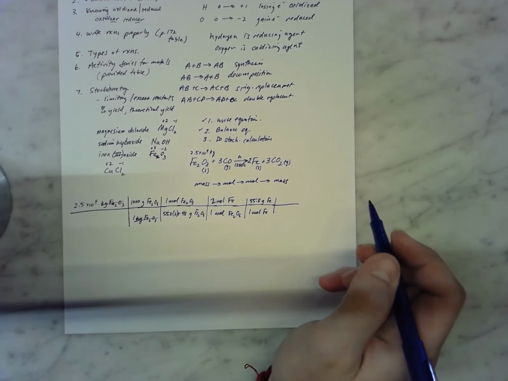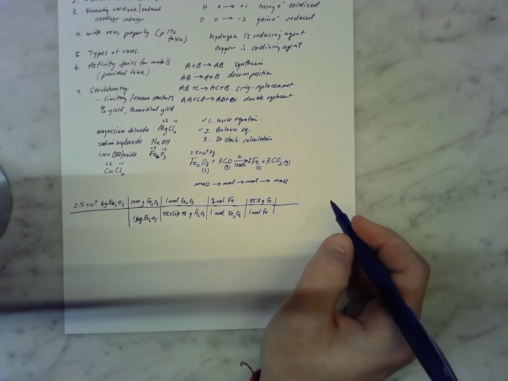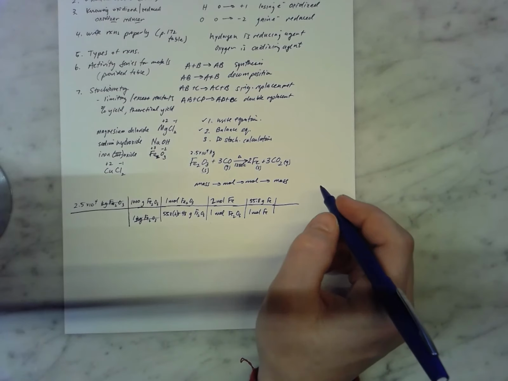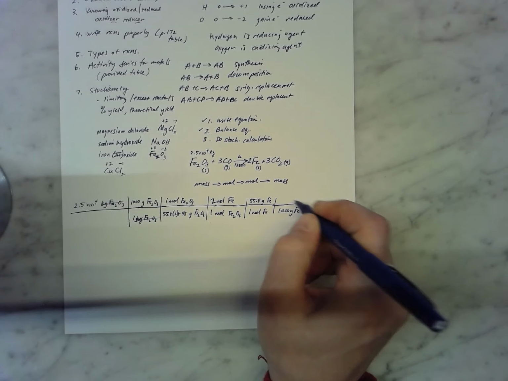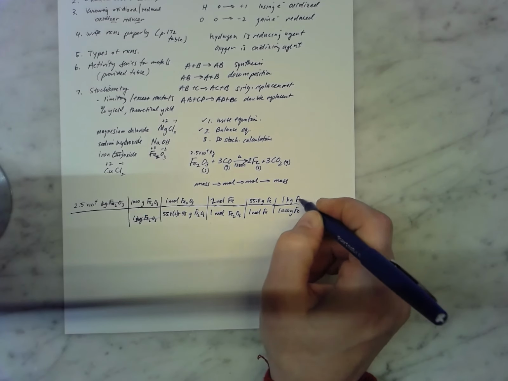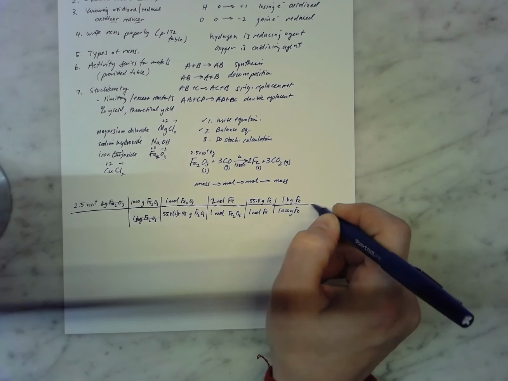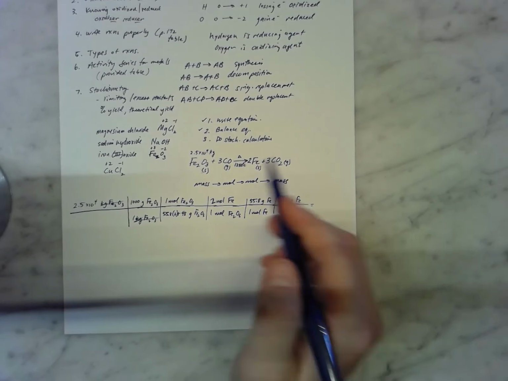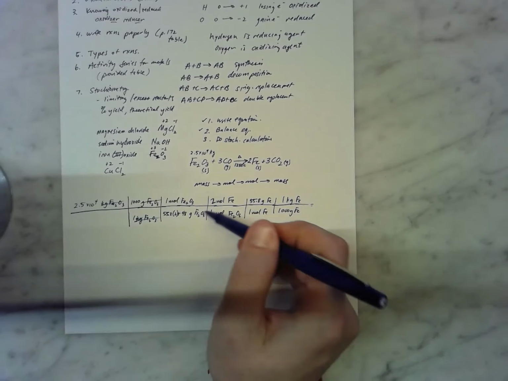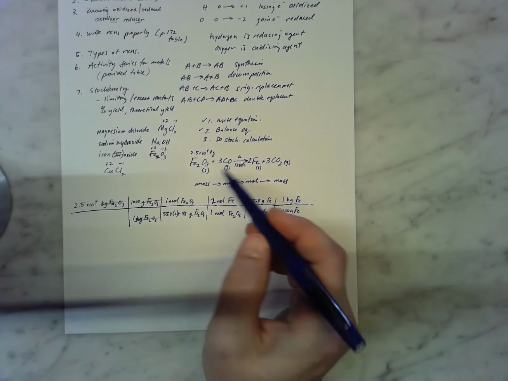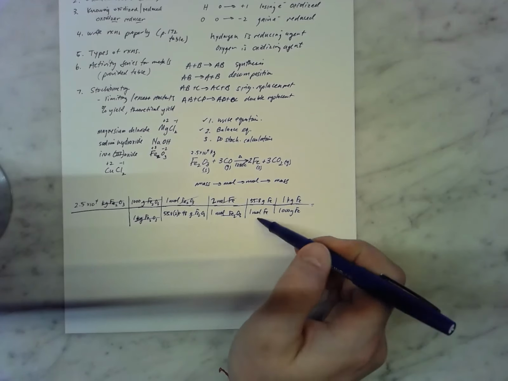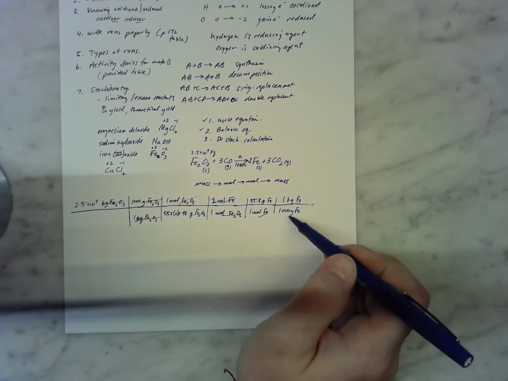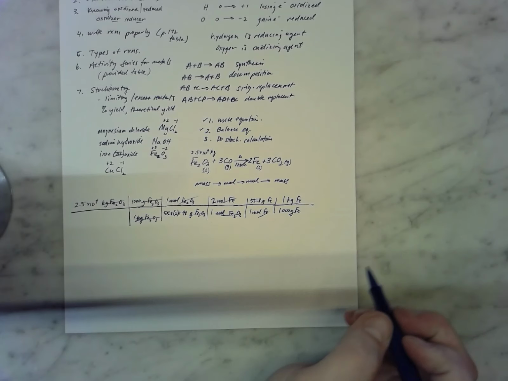And the problem specifically asks us for kilograms. So we need to get back to that. So we're going to say 1,000 grams of Fe is the same as 1 kilogram Fe. I think everything cancels out. Grams Fe2O3, moles, grams, and we're left with kilograms.